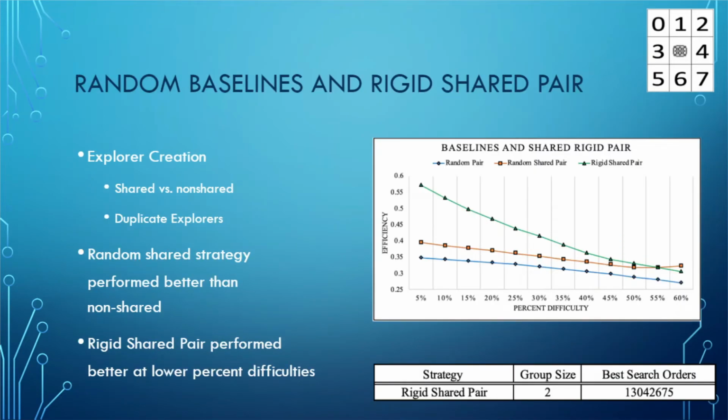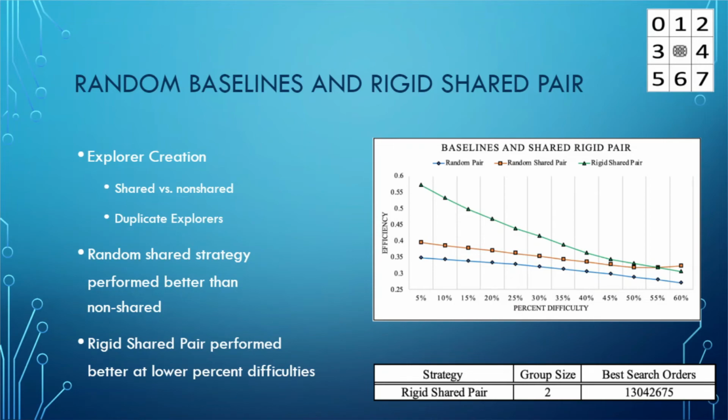Finally, we have random baselines and rigid shared pair. To create the random baselines, we had two pairs, one in which the random explorers shared information and one in which they didn't. The one in which they didn't was compared to the previous explorers, while the one that shared was compared to the rigid shared pair. To create the rigid shared pair, we would take the original search order and we duplicate it.